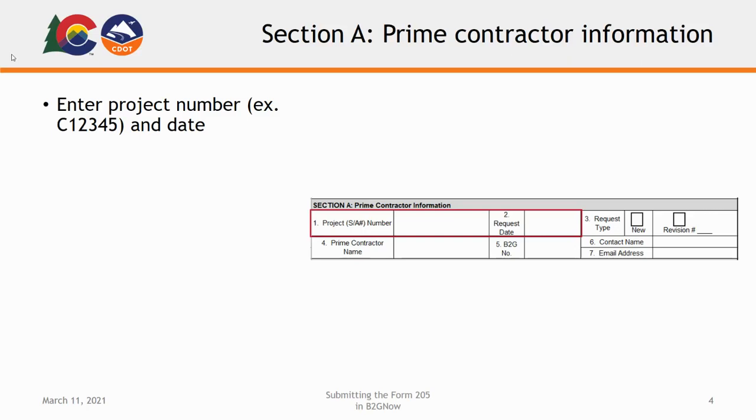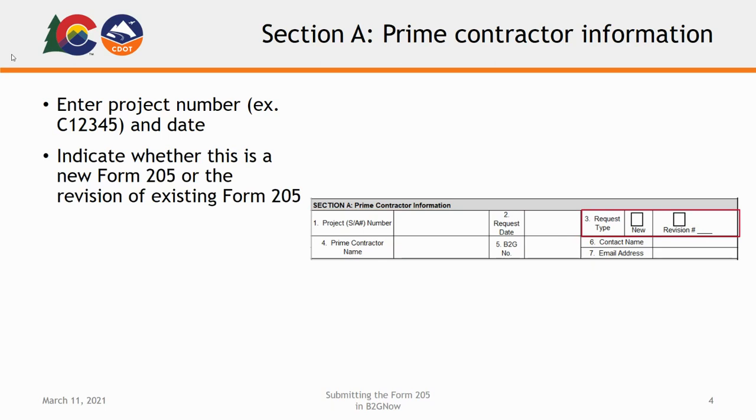Section A of the Form 205 spreadsheet is where you will enter the information for the prime contractor. In Part 1, enter the project number, which will be the alphanumeric code made up of the letter C followed by 5 digits. For example, C12345. In Part 2, enter the current date, or the date you are submitting the Form 205.